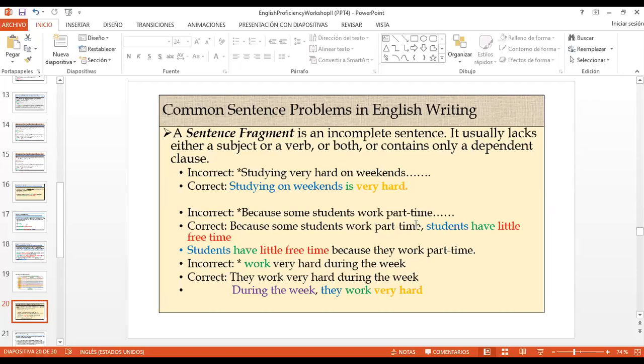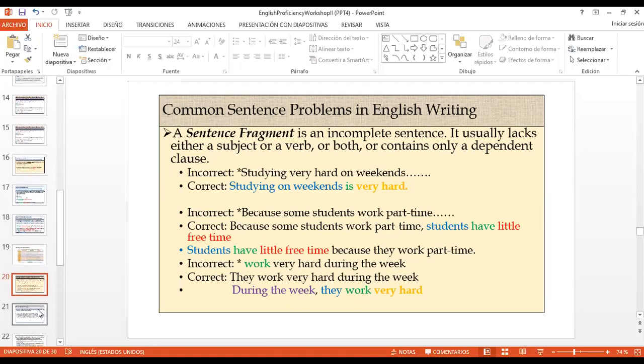Work very hard during the weekend. This is a sentence that is very common in students. We need the subject. We cannot start with a verb. So they work very hard during the weekend, or during the week, they work very hard.